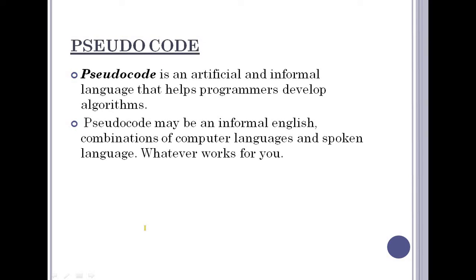There are two tools for writing the algorithm. The first one is pseudocode, which is the first tool that we can use to write the algorithm, and the second one is the flowchart, which is the graphical representation tool which we can use for writing the algorithm.